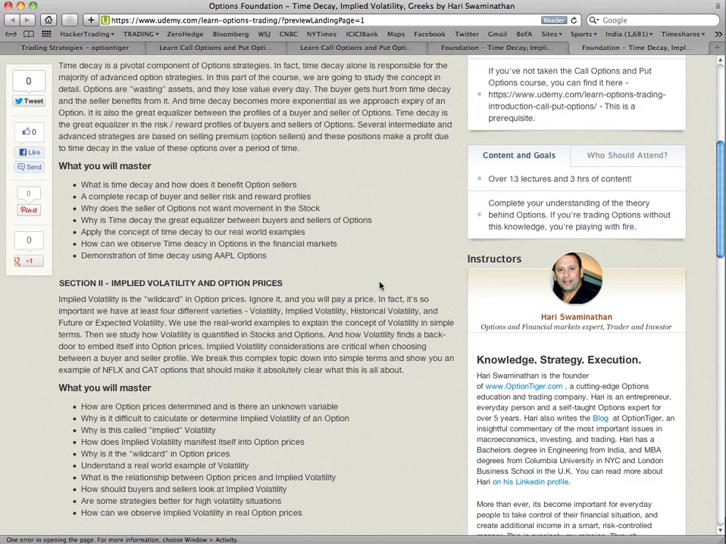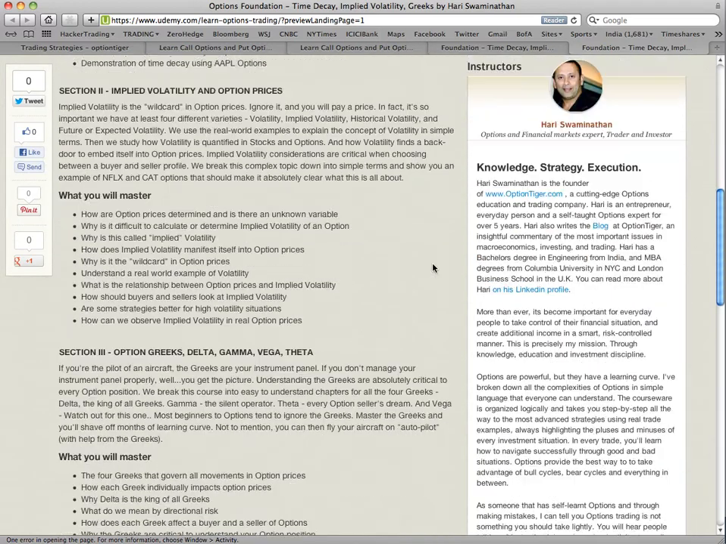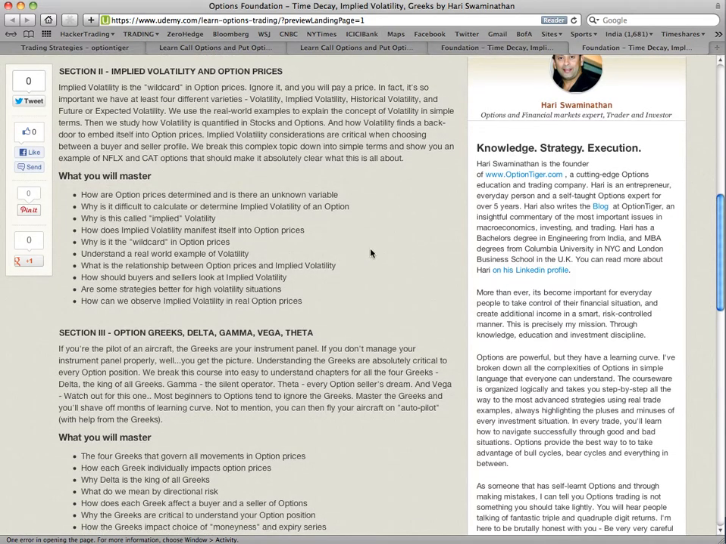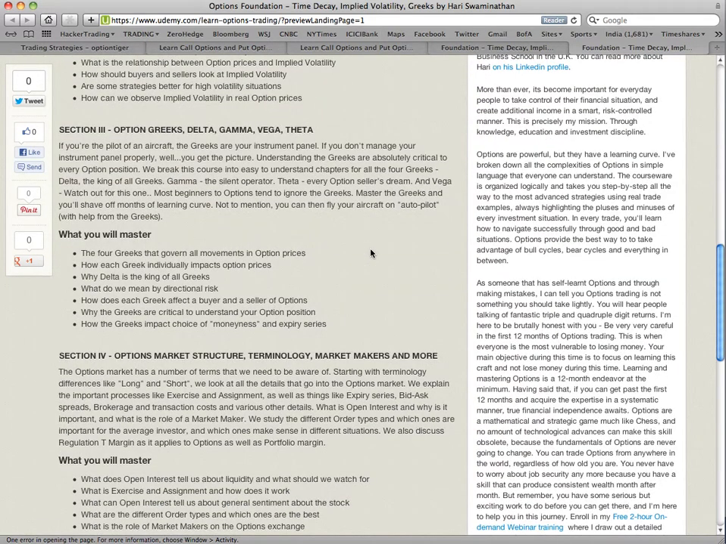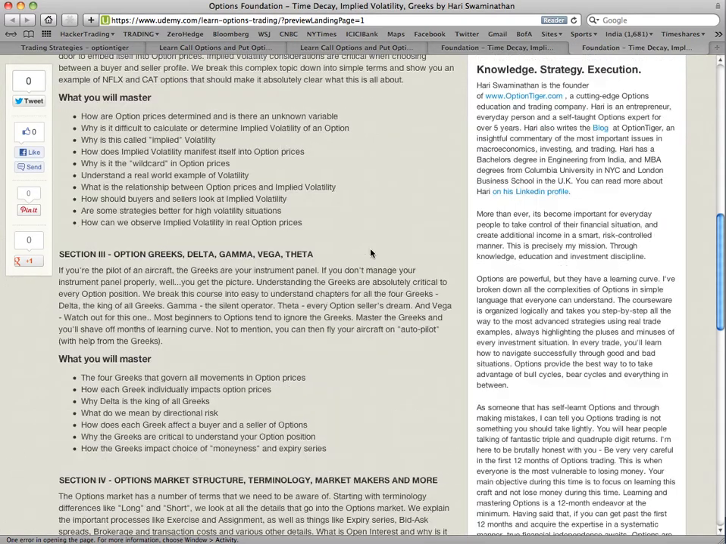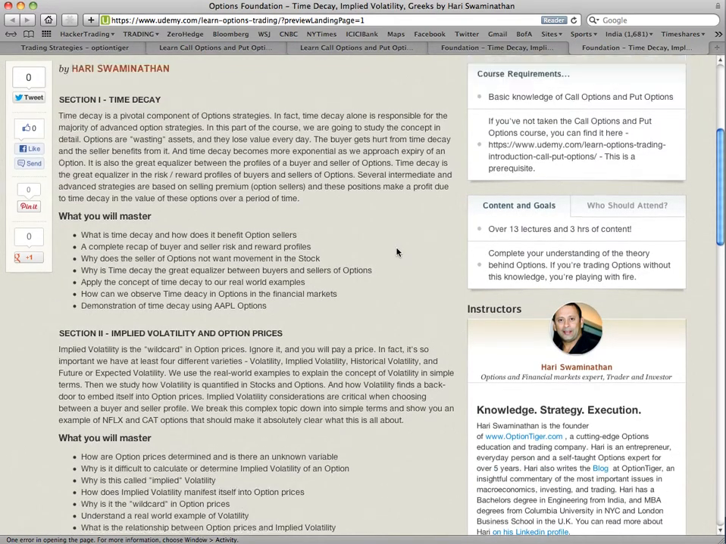I think it should be clear to you that there is a significant amount of learning required before you jump with two feet into the options market. If you jump into the options market without knowing these concepts, it's very dangerous. That's the point I'm trying to get across.